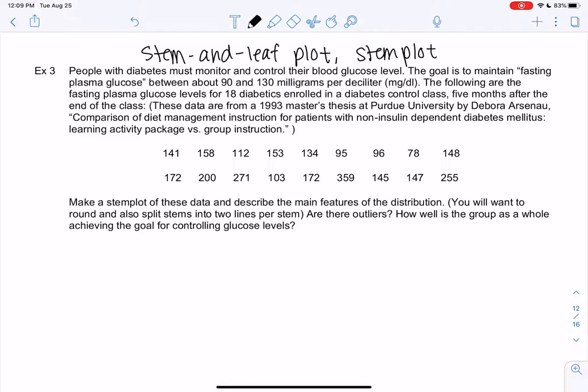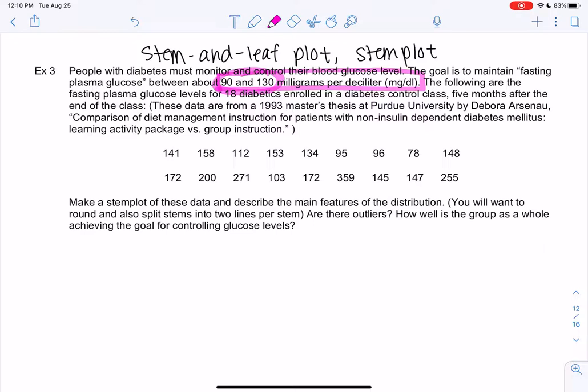We're looking at people with diabetes monitoring and controlling their blood glucose level. They maintain their fasting plasma glucose. This is just something they measure when they measure their blood sugar. They want it to be between 90 and 130 milligrams per deciliter. So that'll probably be important to us. Ideally it's between 90 and 130.